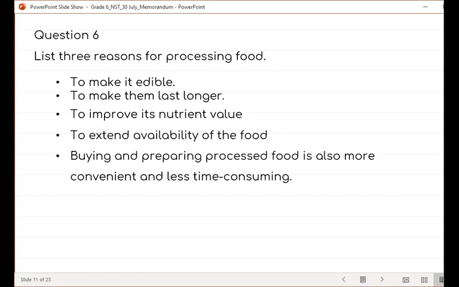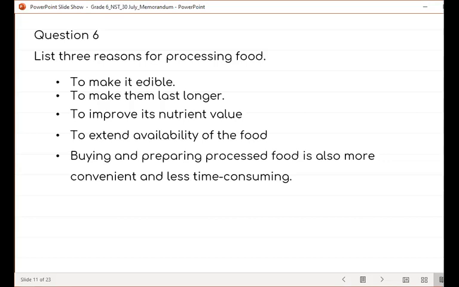So the first reason that I have here is to make it eatable. Second reason, to make them last longer. Third reason, to improve its nutrient value. Then the fourth reason is to extend the availability of the food. An example is if we have processed oranges, we know that most of the time we only get oranges during winter, but if it's processed, then we can also get them during summer, during spring, etc.